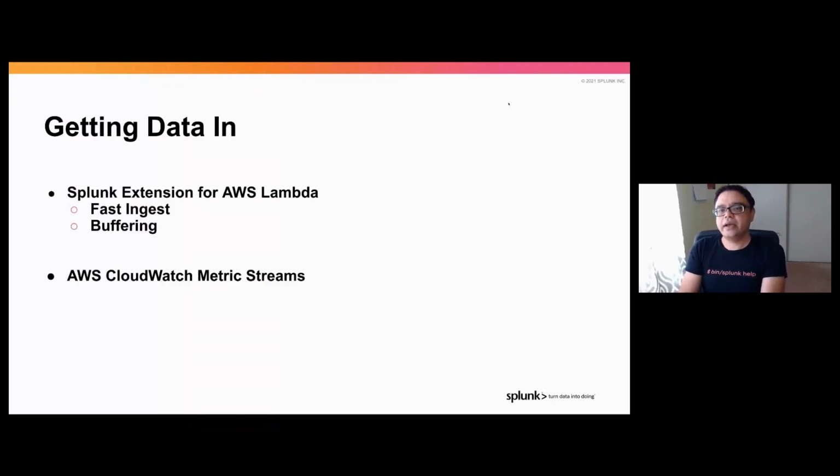So let's take a look at how we get data in. We talked ad nauseam about the Splunk extension for AWS Lambda. It has two modes of getting data in: fast ingest and buffering. And the buffering is what I was talking about, the batching, earlier. Fast ingest you want for functions that are infrequently used, and that will get the metrics data into Splunk infrastructure monitoring the fastest way. For applications where you do not care about getting data as soon as possible, you could use the buffering mode.